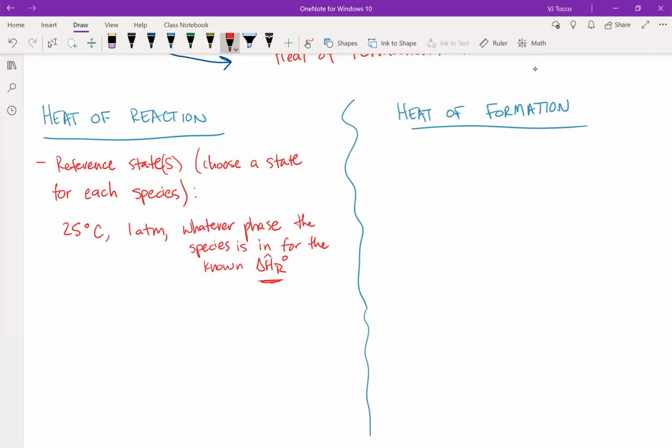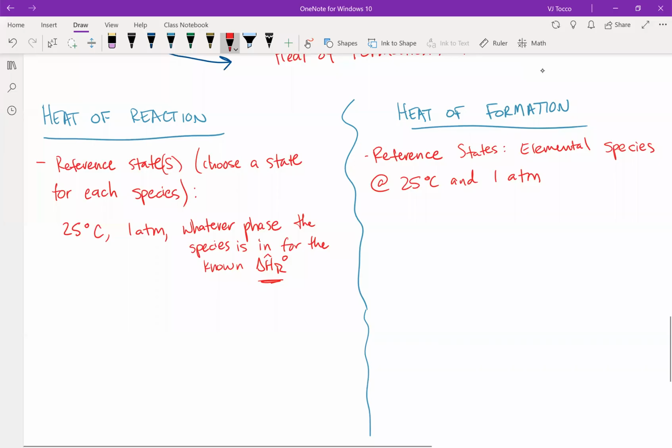In contrast, in the heat of formation method, my reference states are going to be the atomic species at 25 C and 1 atmosphere. So I misspoke a little bit just there, not the atomic species, but rather the elemental species. So again, choosing whatever form that atom is found in nature. So elemental species at 25 C and 1 atmosphere, and then it goes without saying of whatever phase of matter that element is found in nature.